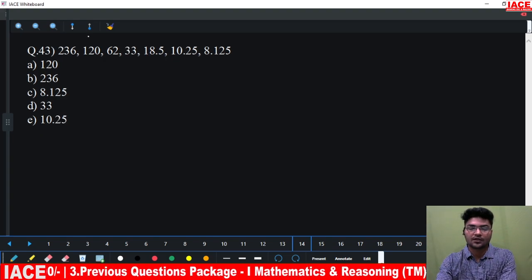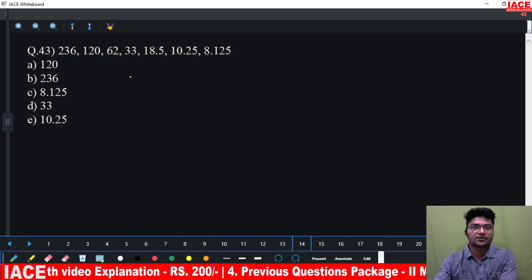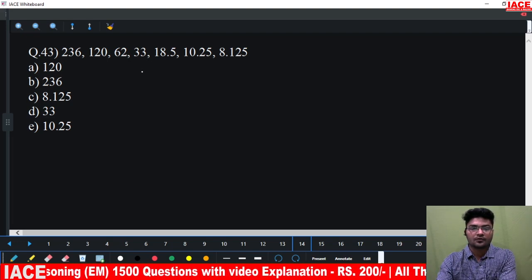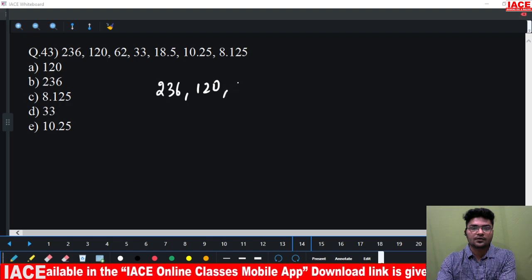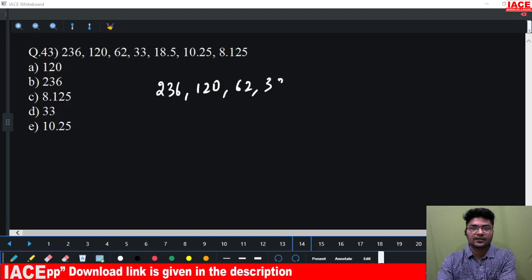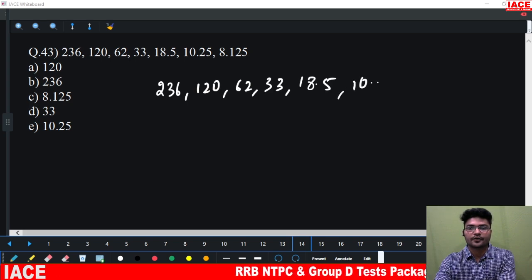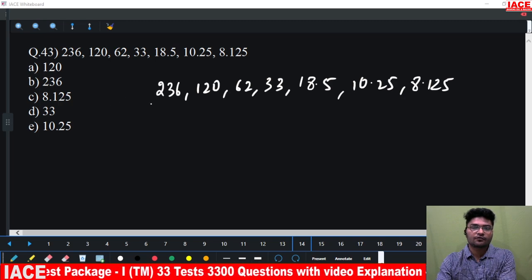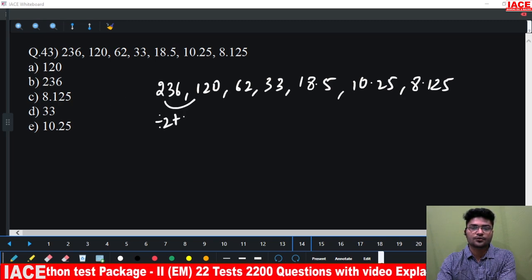Question number 43, you have to find out the wrong number. So this is 236, 120, 62, 33, 18.5 and 10.25 and 8.125. If I observe this, this is like a division of 2, so division of 2 plus 2.